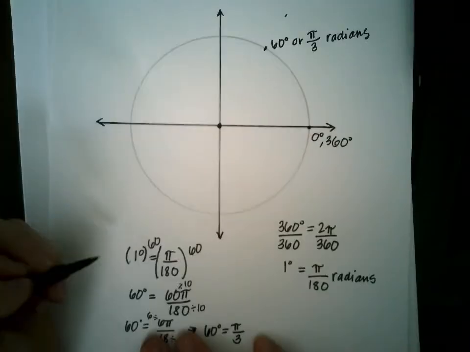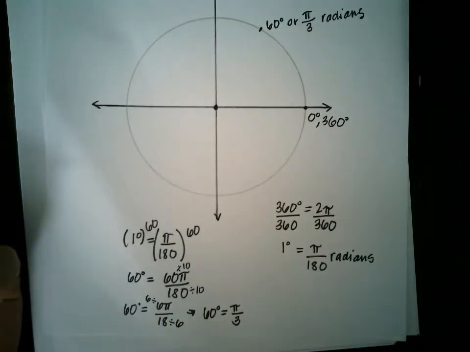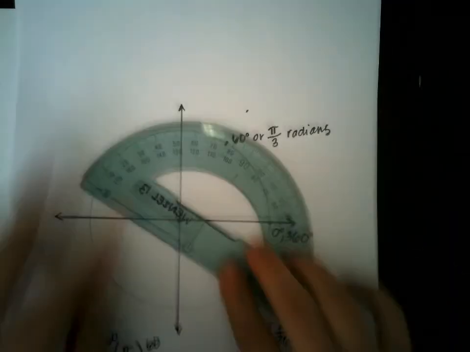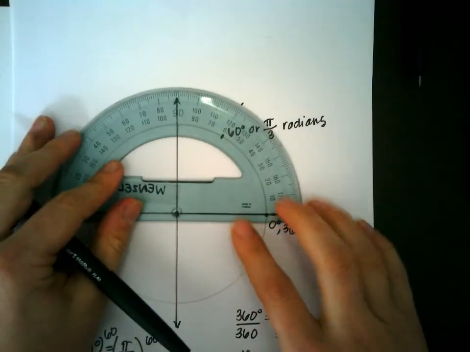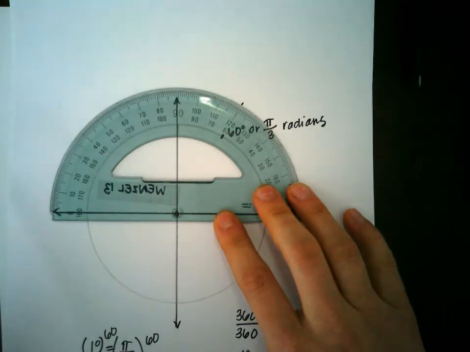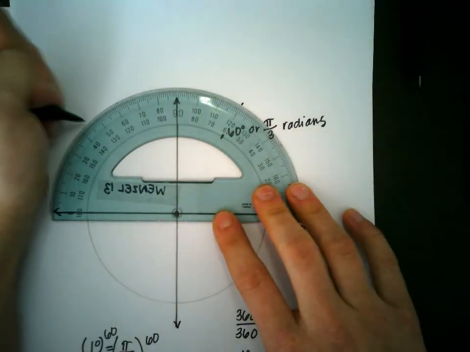Let's try another one. Let's say I want to measure 135 degrees around the circle.